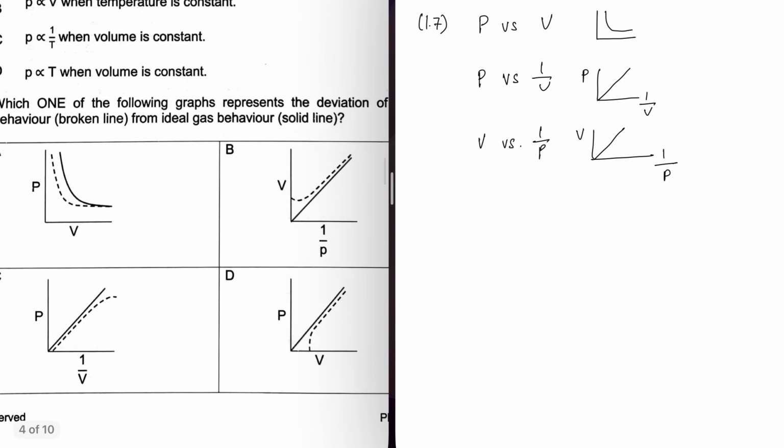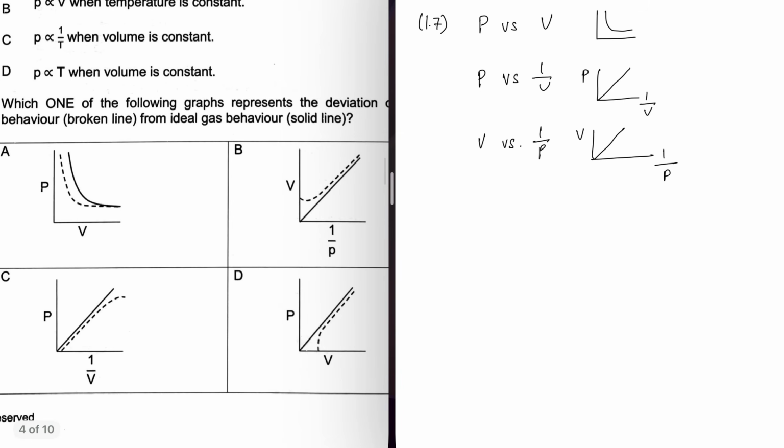The broken line is going to be a real gas. Now we must remember that a real gas will deviate from an ideal gas. An ideal gas assumes that the molecules themselves occupy no volume, right? So the graph should deviate at low volumes. When the volume is lower, a real gas should deviate this way, because it needs to account for the volume of the molecules themselves. So the graph should not look like this.